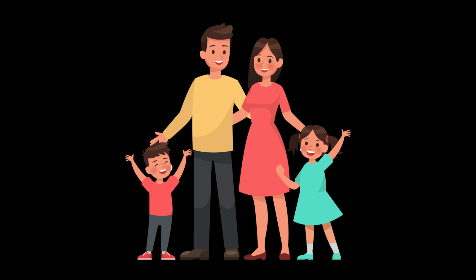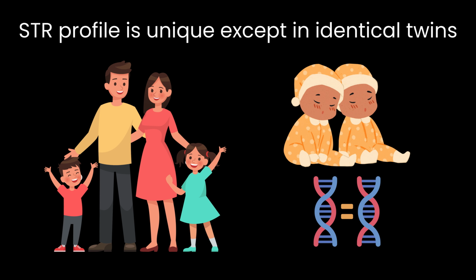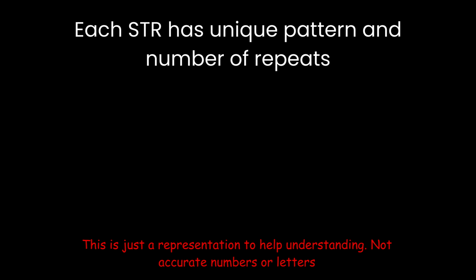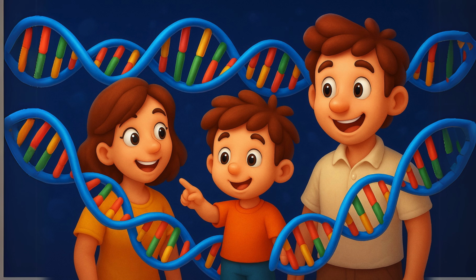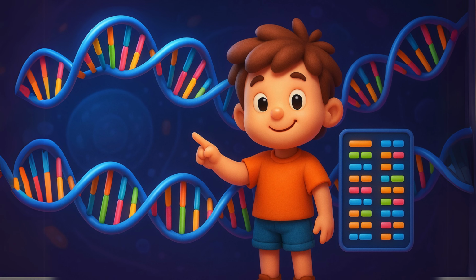Even close relatives like siblings have different STR profiles, unless you are an identical twin. We have to understand something important. Each STR location in your DNA has its own unique pattern, like AGAT or TCTA, and its own range of possible repeats. For example, one STR might repeat 8 to 12 times, while another could range from 6 to 25. And because you inherit one version from each parent, your combination of repeat counts is completely unique. That's what makes DNA fingerprinting so powerful and so precise.